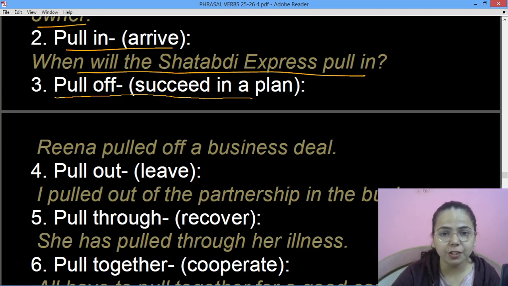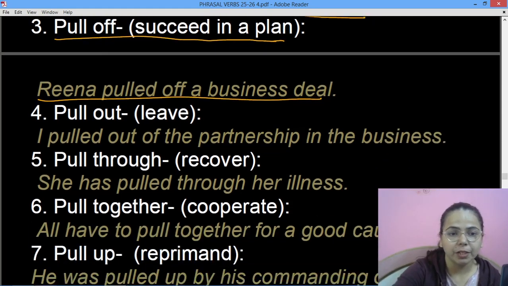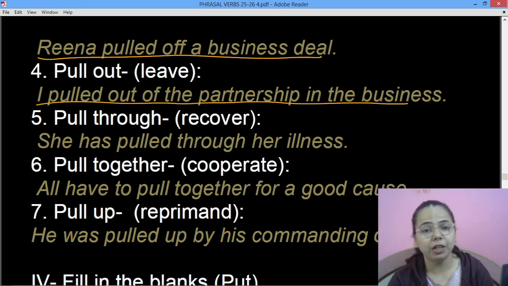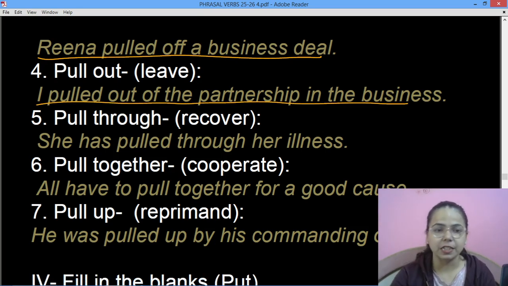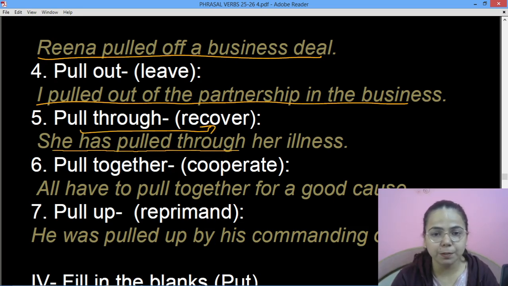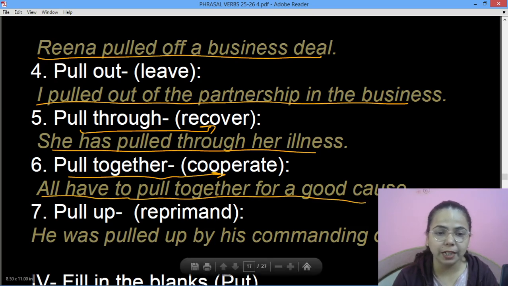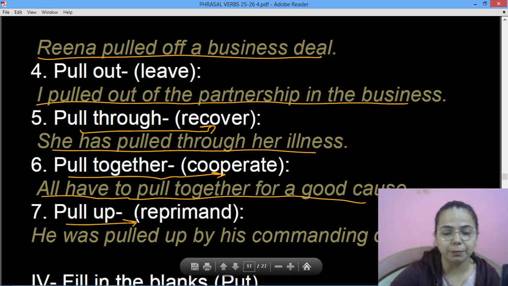Pull off means to succeed in a plan. Reena pulled off a business deal. Pull out means to leave something. I pulled out of the partnership in the business. Pull through, recover from something. She has pulled through her illness. Then pull together, cooperate. All have to pull together for a good cause. And pull up means to reprimand.